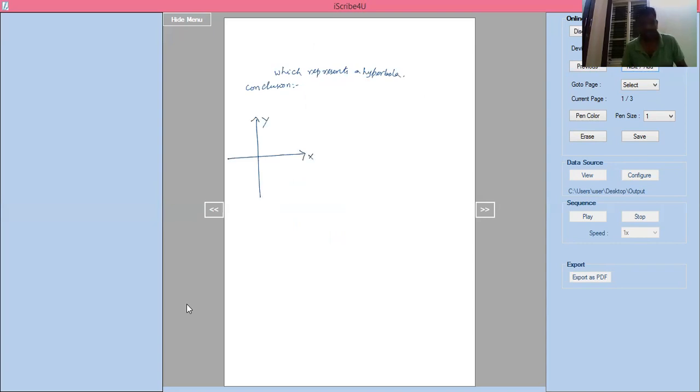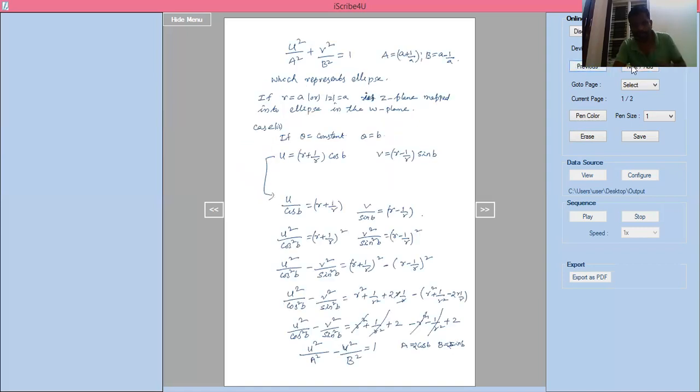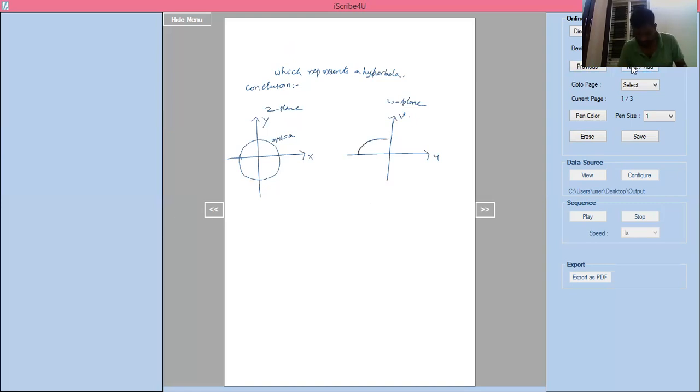Now I'll take this as the x-axis, this as the y-axis. At the same time, one should be u, another one should be v. This is the z plane and this is the w plane. Here modulus of z equal to a means a circle of radius a units. It maps to an ellipse.